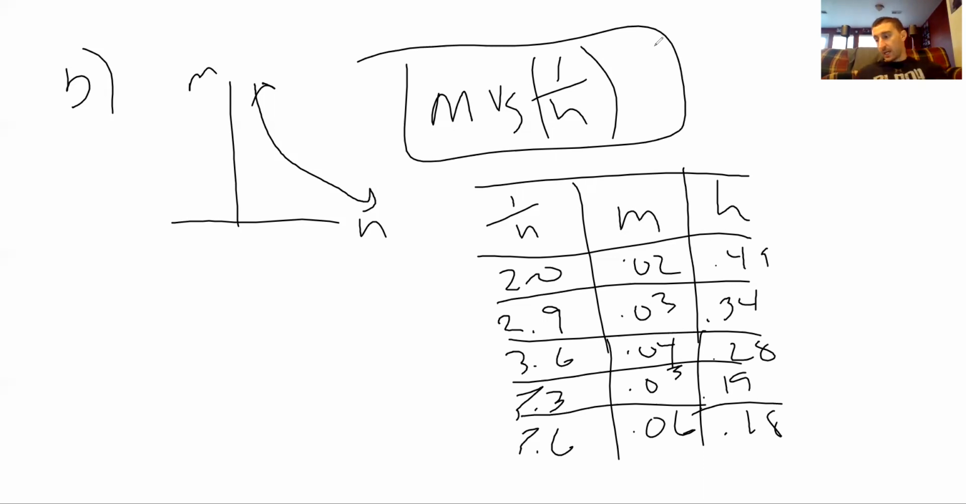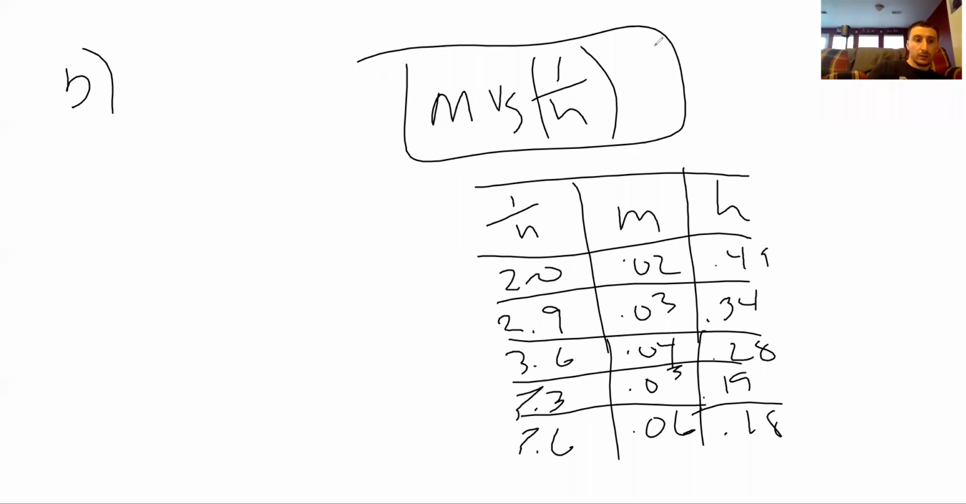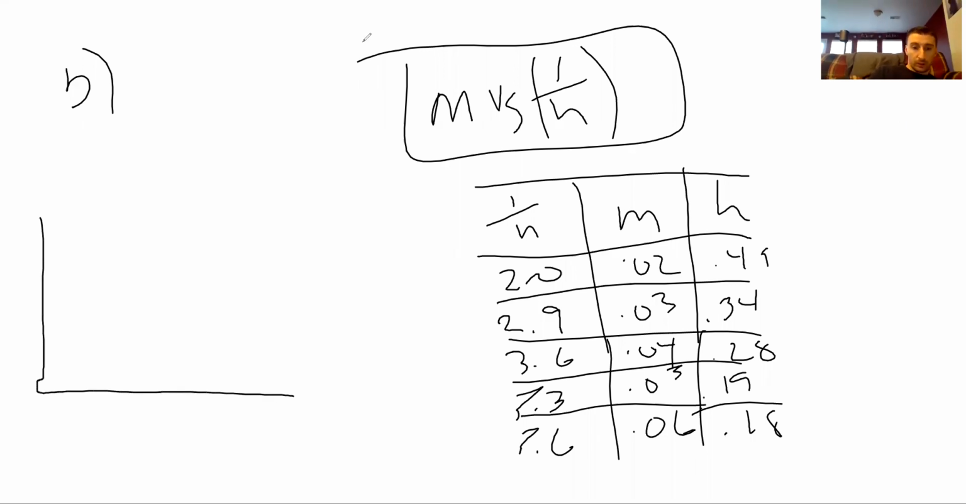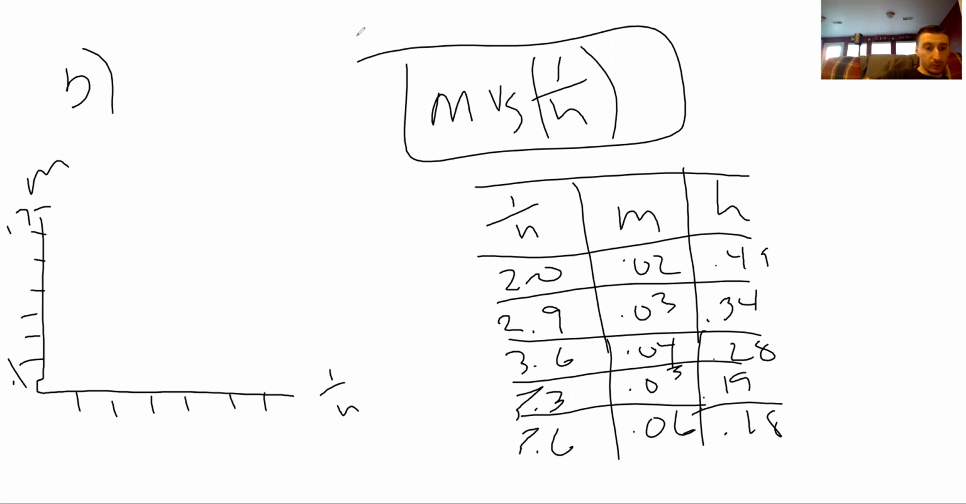Then the next one wants us to actually graph it. Let me erase some of this. So this is going to be 1 over h, and this is going to be my mass. I've got to get a scale here. If I do 0.1 each time, this is going to be 0.7 up there. I'm not going to fill in the rest. And I can go up to 6: 1, 2, 3, 4, 6.